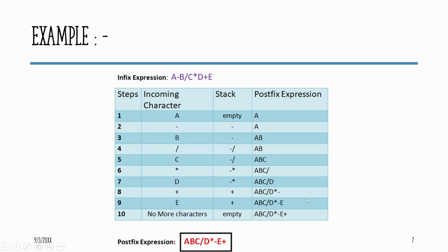Further we went to the e part, which is an operand. So we just appended it to the postfix expression. And as there are no more characters in the expression, we'll simply pop out everything remaining in the stack. So the expression becomes A B C divide D into minus E and then plus. So this is the postfix expression, and this is all. If we follow all these steps to get an algorithm, we could definitely get a particular algorithm which can lead us to a postfix expression from infix.